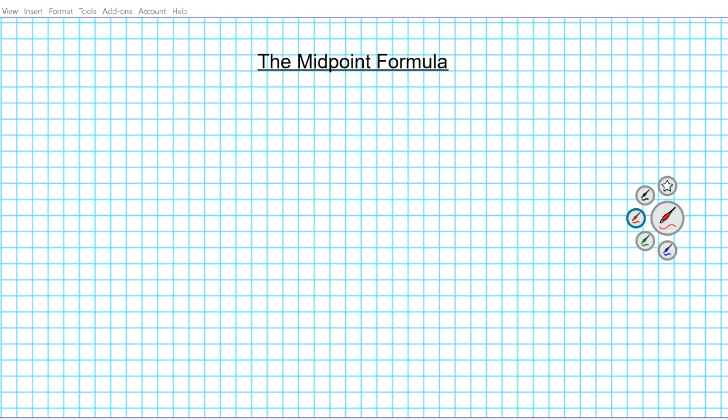To get us started, let's take a look at the formula that will be guiding our problem solving process today, and that is the midpoint formula. All right, so what is the midpoint formula? We're just going to go over the algebraic representation of the formula, okay? So the midpoint formula is as follows.